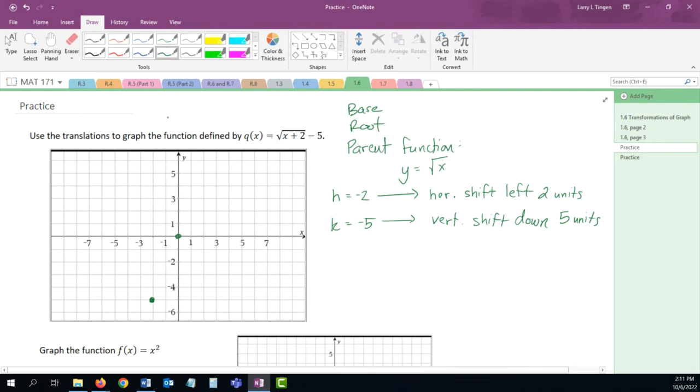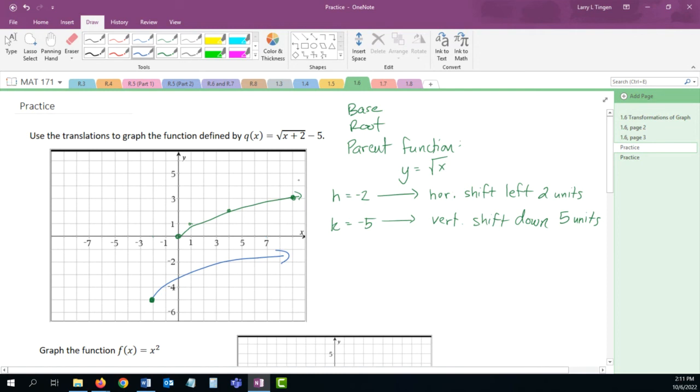I started, and if I can try to hit some on the way, 1 is 1, 4 is 2, 9 is 3. There's the square root function, so it's moving like this. I've shifted it down and to the left, but it's still going to take off at that same rate. So it's going to look like that. Does that make sense? This is the new, and this is the parent.